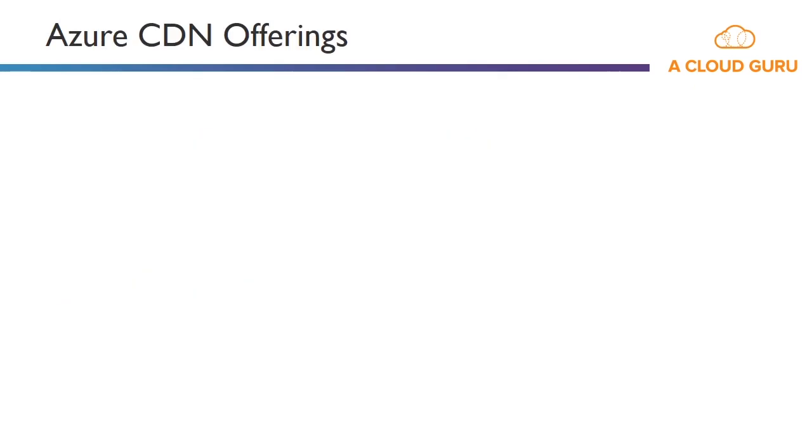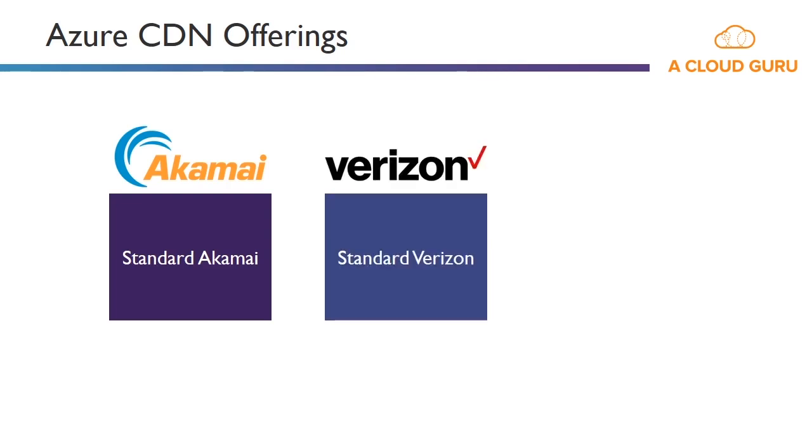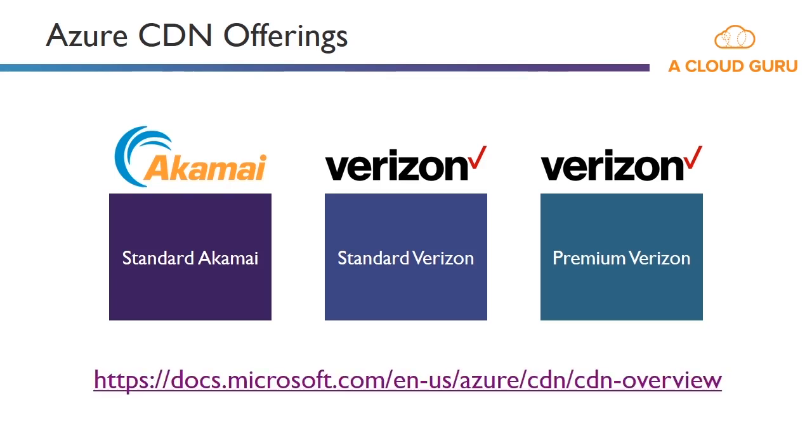Now, in Azure, you have three major offerings that you can utilize in order to take advantage of CDN. There's standard Akamai, and I'll get into some of the features of these in a moment. There's standard Verizon, and there's premium Verizon as well. And it does help to go ahead and check out this link here because there's a huge table of all the different features available in each of them, and we'll head over there in a second and cover some of them.